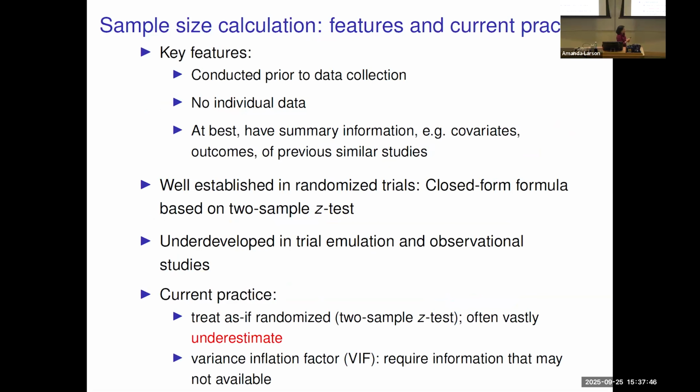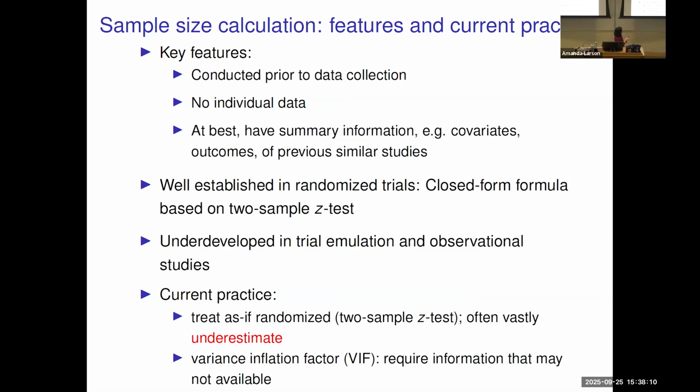The key feature of power calculation is that it is conducted before you have any data. You don't have any individual data. At best, if we're lucky enough, we have some summary information like covariates or outcomes from a previous, similar study. That's the best you probably have. And usually the PI needs to specify the effect size for you.